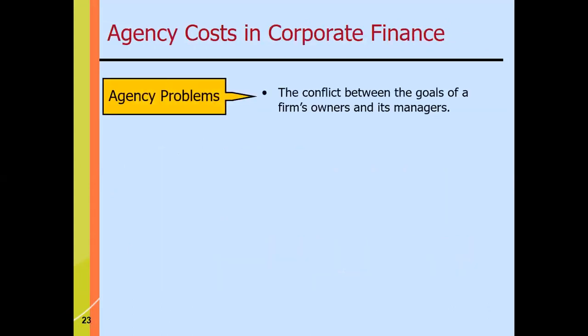Then another concept is agency costs in corporate finance, wherein there has to be a value just in case there will be problems of the agency, which is the conflict between the goals of a firm's owners and its managers. So there has to be supposedly an alignment of the owners' objectives and goals as a whole, and also the managers' for their specific functions.